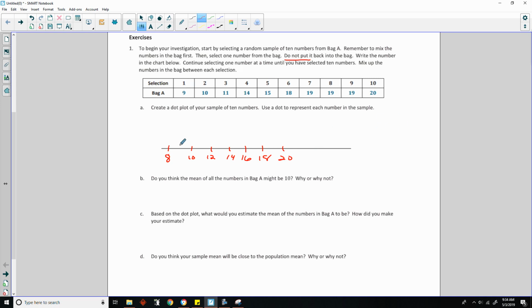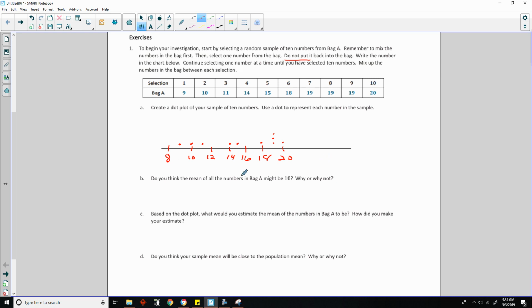So 9 is halfway between 8 and 10, so I'd put a dot. 10, 11, 14, 15, 18, 19, 3 times, and 20. Okay, so there's my dot plot.